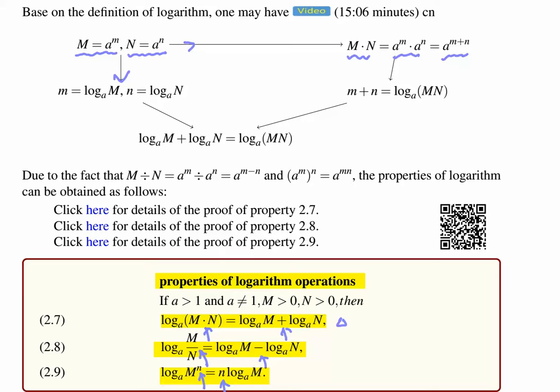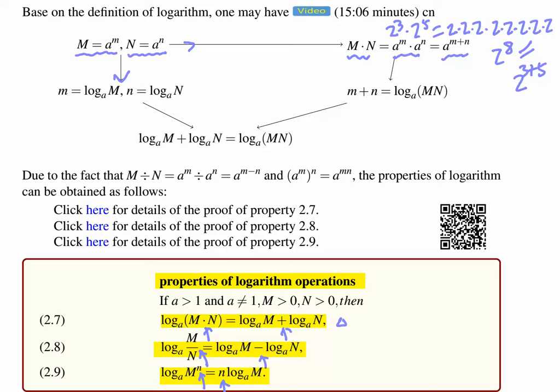Recall that if we have 2 cubed times 2 to the 5th, that's going to be 2 times 2 times 2, 3 times, and then 2 times 2 times 2 times 2 times 2, 5 times. In total, we have 2 to the 8th, which is 2 to the 3 plus 5. That's horizontally: we need to add two exponents.